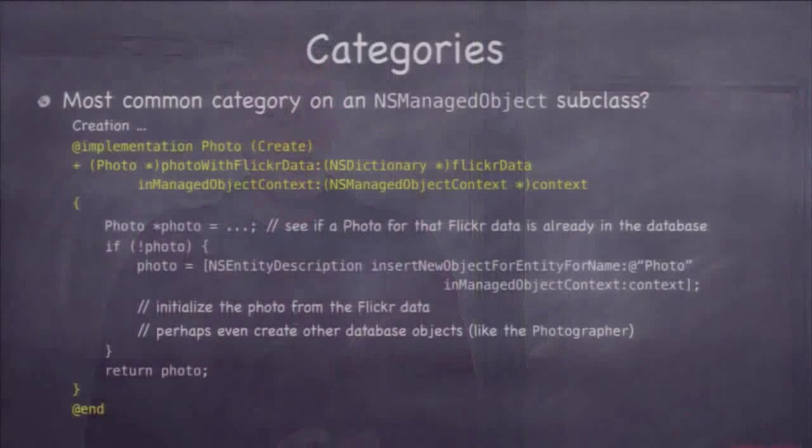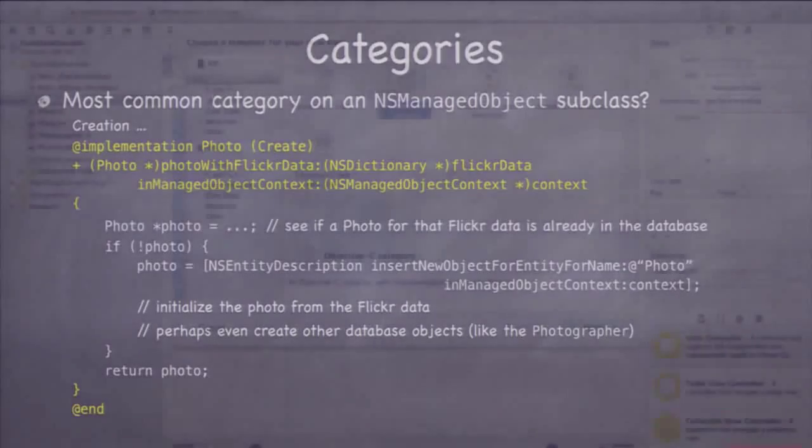All right. So here's a common category method we add for subclasses of NSManagedObject, which is creation. Imagine I had this category called Photo+Create. And I'm going to have this method that I'm going to add to Photo called photoWithFlickrData:inManagedObjectContext:. It's going to query the database, see if that photo already exists. It's going to return it if it does. If not, it's going to insert new object for entity name, initialize the photo from the dictionary you sent, et cetera, et cetera. It's going to do all that work in one method, so that if someone wants to create a new photo using Flickr data, they can just call this one class method in Photo. Okay, so this is a classic reason why we would do this.